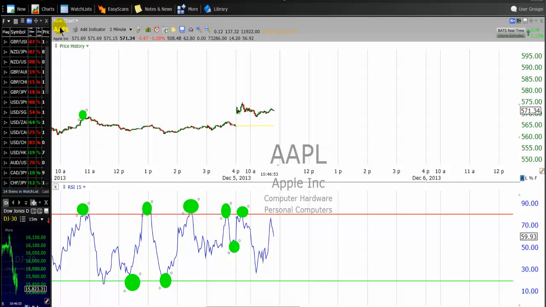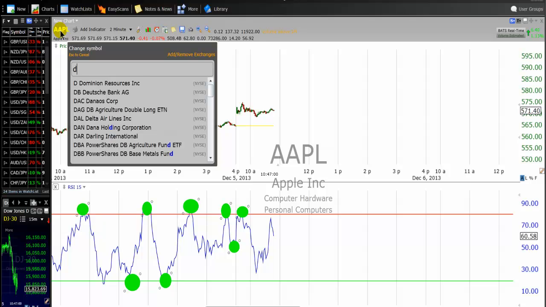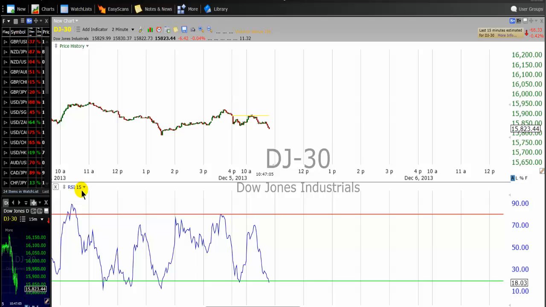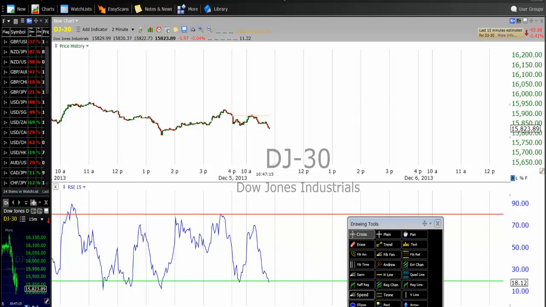I want to show you now another financial instrument. This time we'll look at the Dow Jones Index, DJI. And we're going to stay on a 2-minute chart using the same RSI. You can see here the RSI 15 for the Dow Jones Index on a 2-minute chart. Let's see how this strategy works for this financial instrument. So we can test this on various financial instruments and also during different periods of the day or different periods of the month.